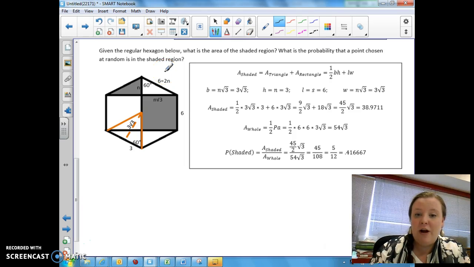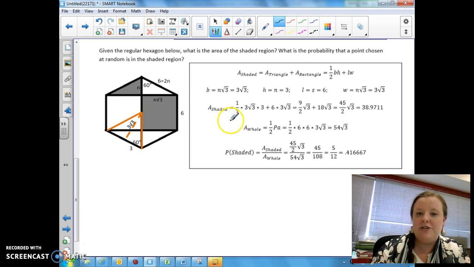So my shaded triangle is 1/2 base times height. The base of my triangle must be n root 3, so that's 3 root 3. And my height of my triangle must simply be n, which is 3. Now this rectangle here is equal to length times width. Well, my length is clearly 6, and my width is this n root 3, so 6 and then I get 3 root 3. We simply now plug all of this in.